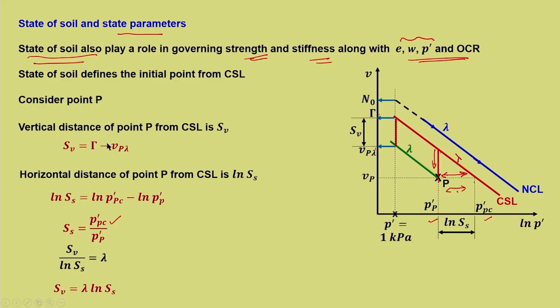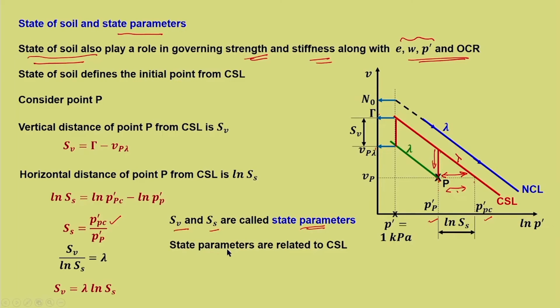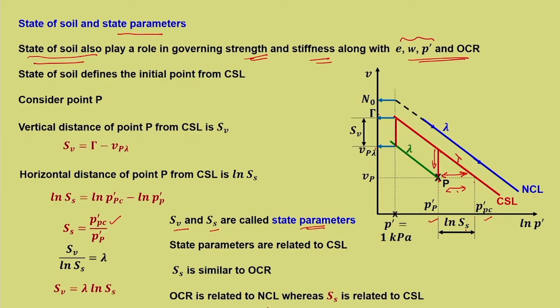This is the relationship between the state parameters. Sv and Ss are called state parameters of that particular point. What the soil state is with respect to critical state is given by the state parameters, the vertical and horizontal, Sv and Ss. State parameters are related to the critical state line. Ss is very similar to OCR. OCR is related to the normally consolidated line, whereas Ss is related to the critical state line.